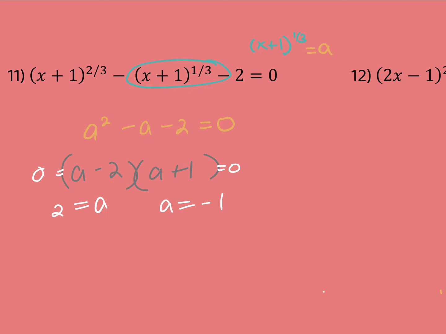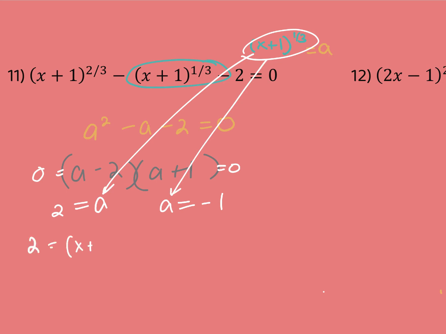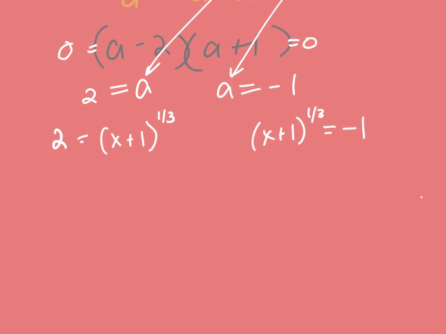But again, I'm not solving for a, I'm solving for x, right? So this is where this comes back in and replaces. So 2 equals x plus 1 to the 1/3, and x plus 1 to the 1/3 equals negative 1. How do I get rid of an exponent that's 1/3? What would I have to raise it to cancel out 1/3? 3. I'm going to raise both sides to the 3rd power.